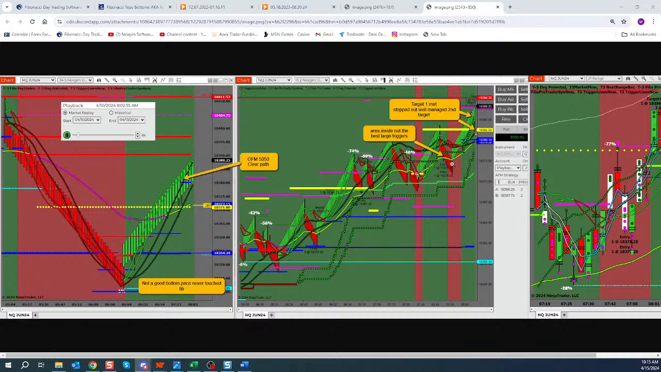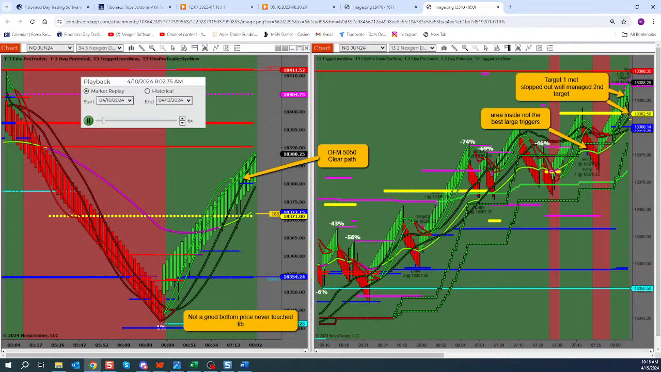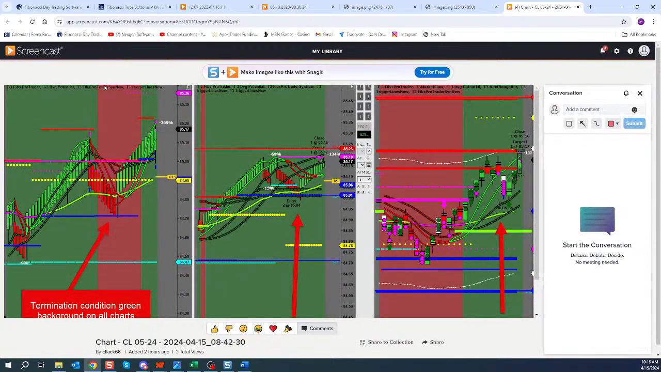That's an entry at an area inside of favorable large triggers. That's an entry at an area right inside the triggers. So Andy putting on an absolute clinic that says when the large chart has momentum, when the large chart says up, when the large chart is screaming in the direction of the trade, I'm just going to go with the large chart.